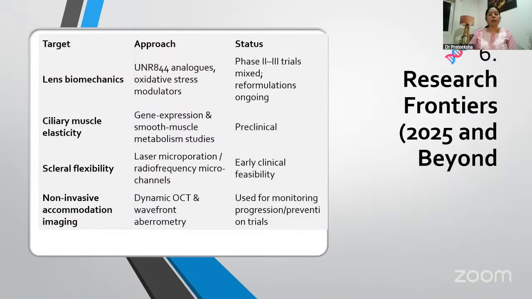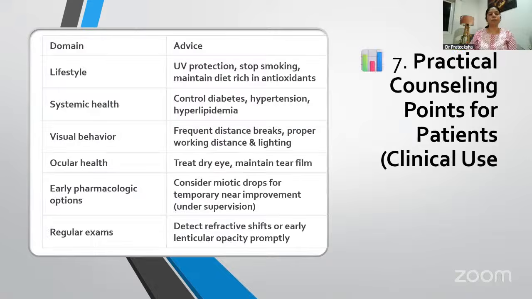Then coming to the target, approach and status. Lens biomechanics: UNR844 analogs and oxidative stress modulators. Status: phase 2 to 3 trials, mixed, reformulations ongoing. Ciliary muscle elasticity: gene expression and smooth muscle metabolism studies are preclinical. Scleral flexibility: laser microporation, radiofrequency microchannels, early clinical feasibility. Non-invasive accommodation imaging like dynamic OCT and wavefront aberrometry are used to monitor progression in prevention trials. All these are research frontiers of 2025 and beyond.